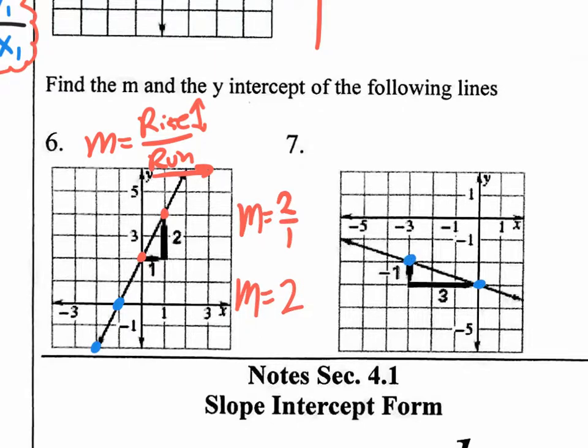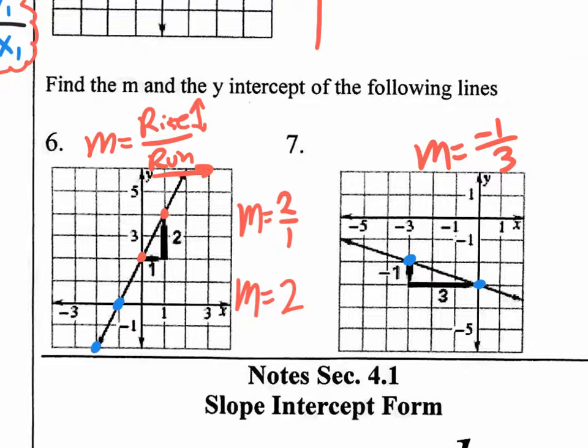Now the next one, you could compare this one with this one. Why am I comparing those? Because I could clearly see they want us to. They're telling us from here to here it goes down 1 unit, and from here to here it goes over 3 units. So the rise is negative 1 and the run is positive 3. So the slope is down 1 over 3, negative 1/3. Again, down 1 over 3.